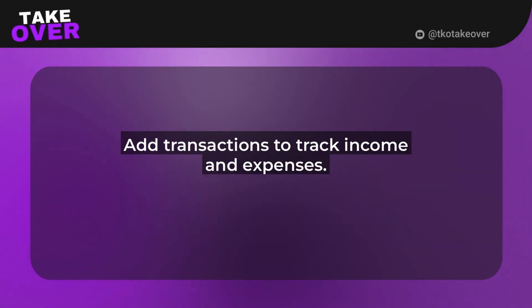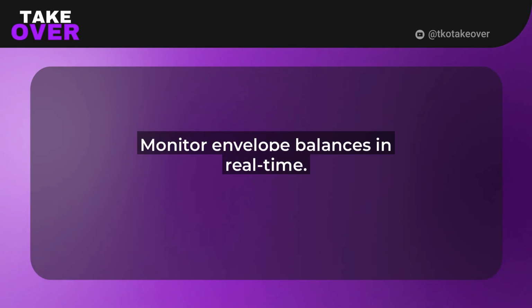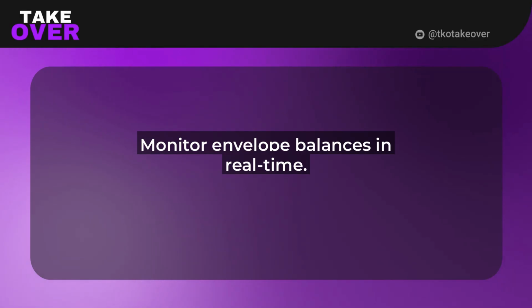Next, it's time to add transactions. Go to the Transactions section and click Add Transaction. Enter details like the amount, category, and whether it's an income or expense. The app will automatically deduct from your envelopes, so you'll see at a glance if you're over budget. Super helpful for avoiding overspending.